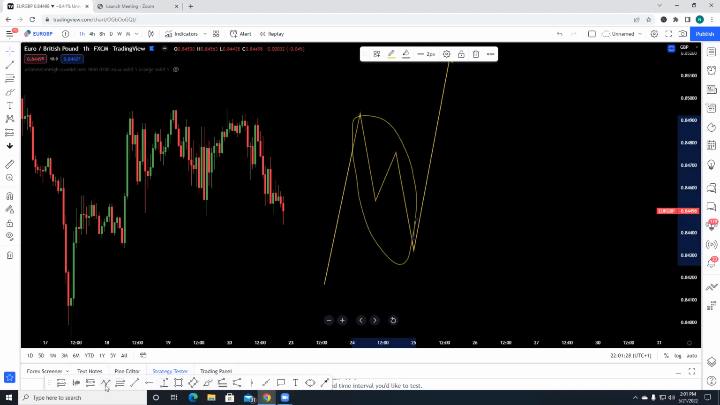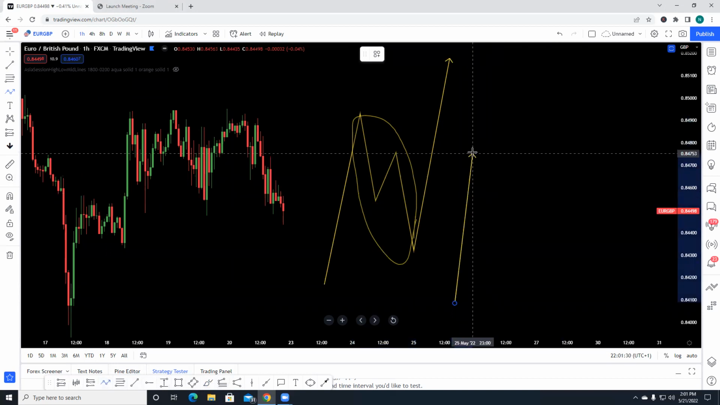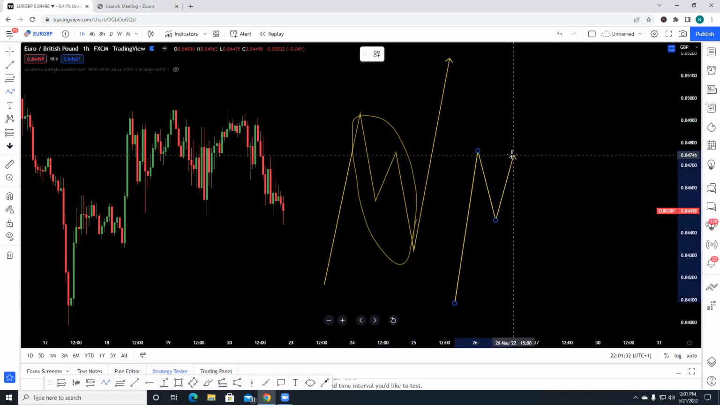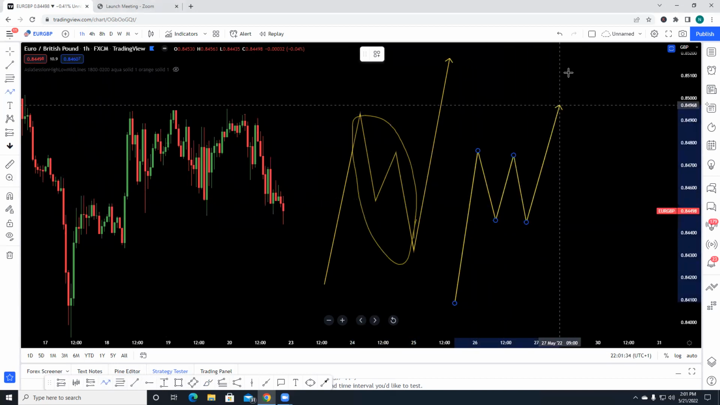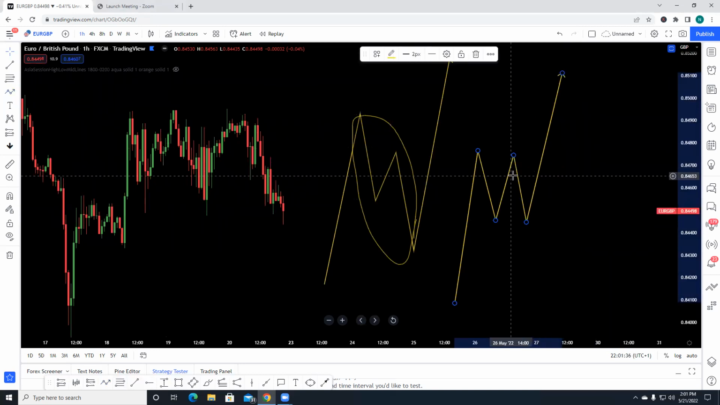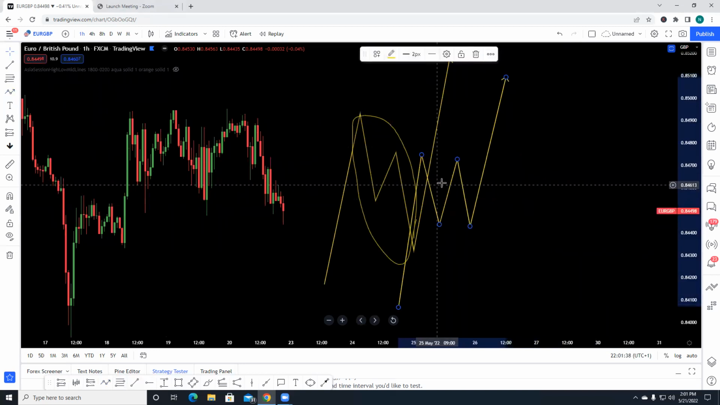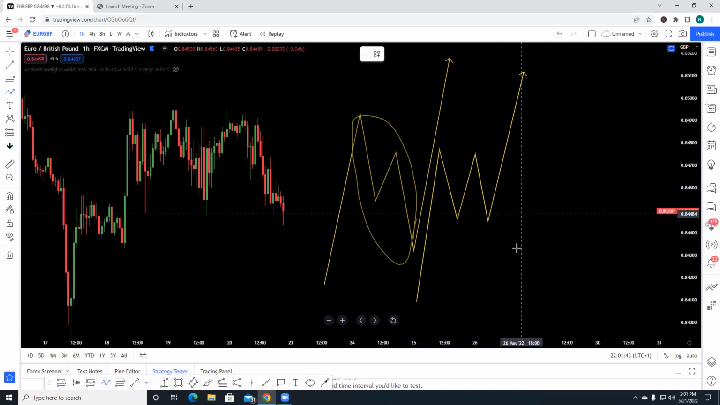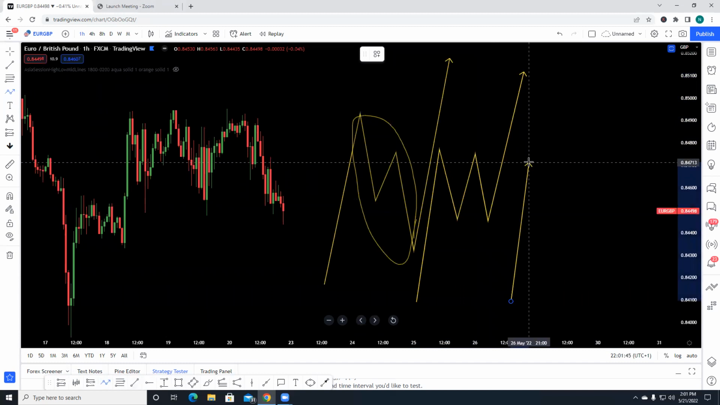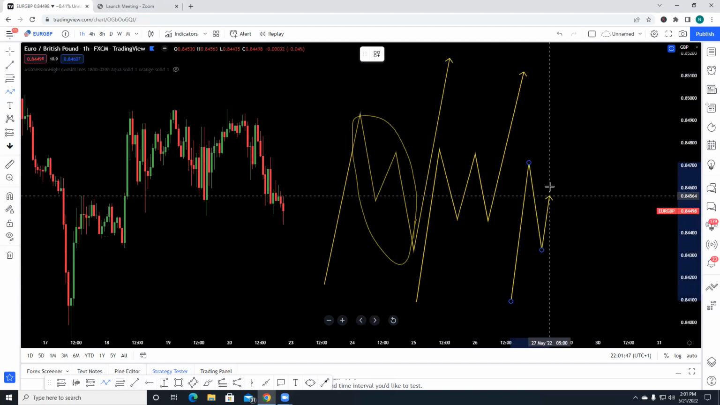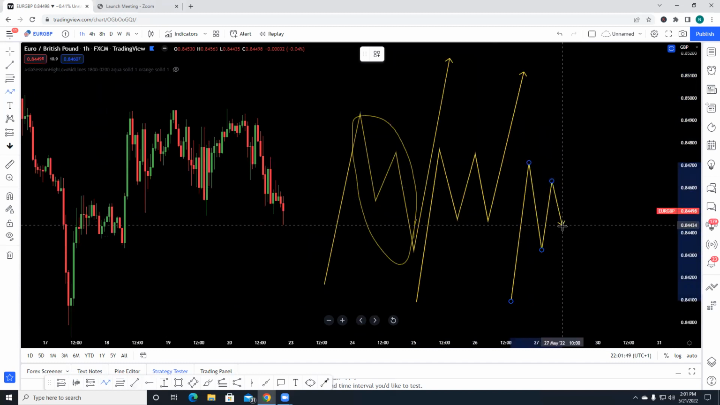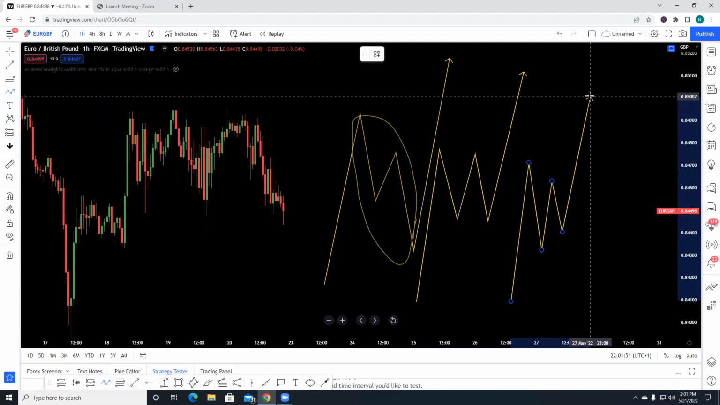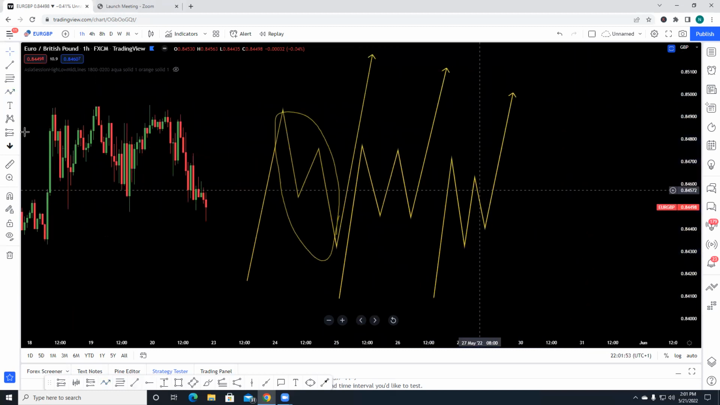In a flat corrective structure, you have an impulse. You can have one, two, and three. This is a regular flat, and you have the push to the upside. Then you have what is called a running flat. You have a push, then this does not take the high, this does not take the low, and you have a move to the upside. This is a running flat.